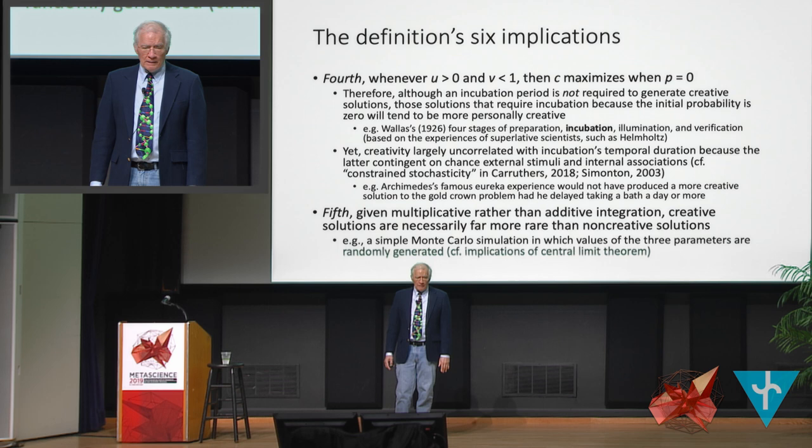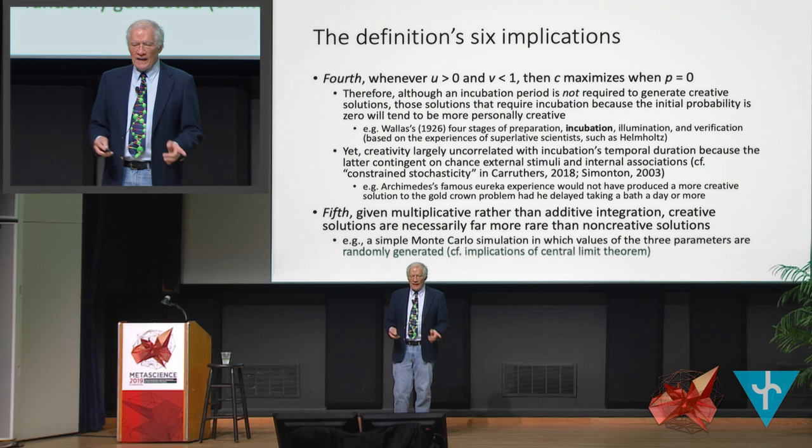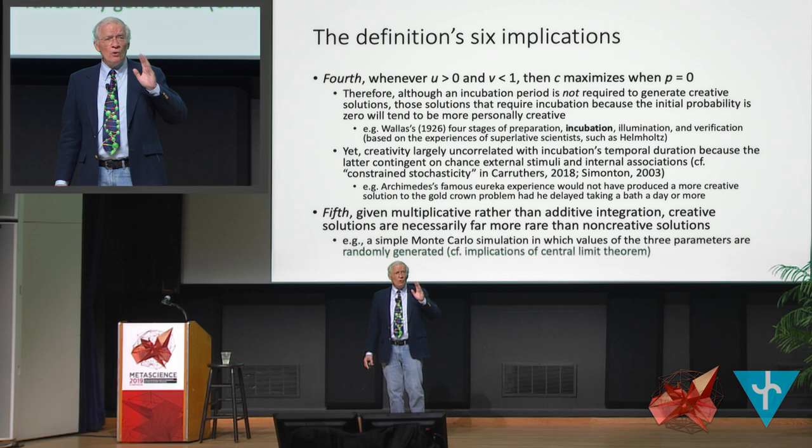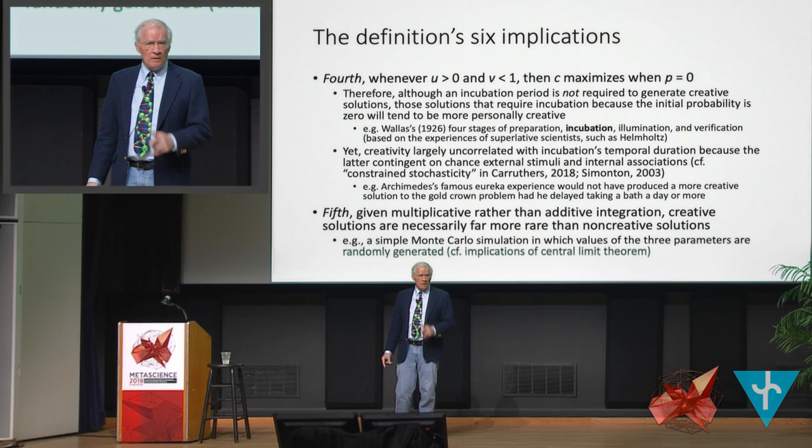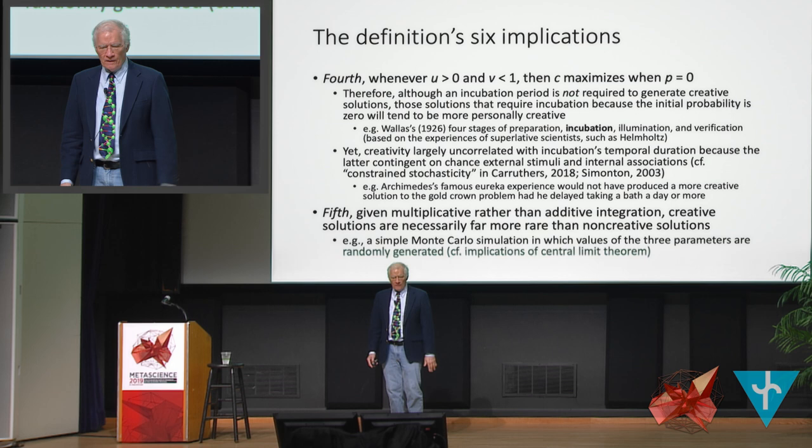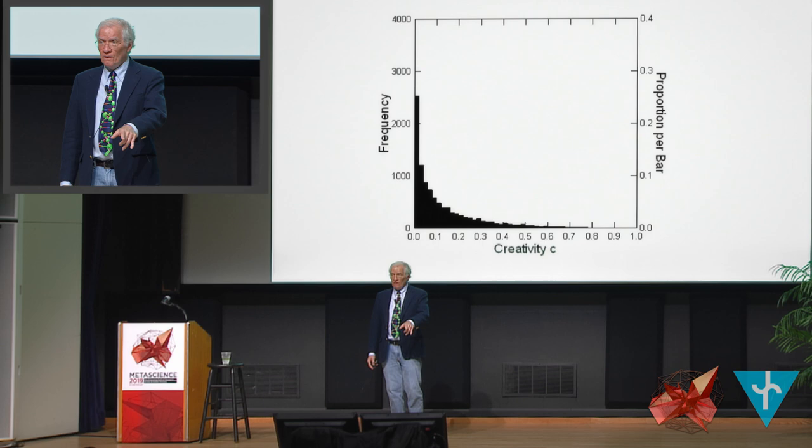Let me give you a simple Monte Carlo simulation, which took the values of three parameters and randomly generated them. And actually, it doesn't matter how you do it, by the way. You can use random normal deviates, or you can use rectilinear random numbers. You get the same results, because the key is how you put the values together. So you may know the central limit theorem, that if you add things together, you get a normal distribution, but if you multiply them together, you get a distribution like this, okay? It's like an inverse power distribution.